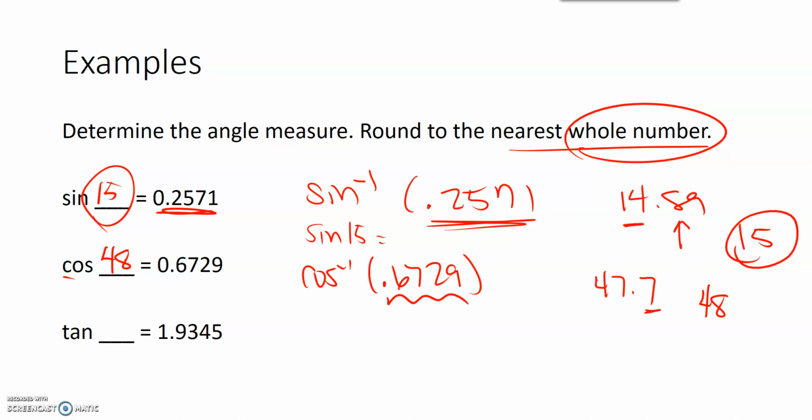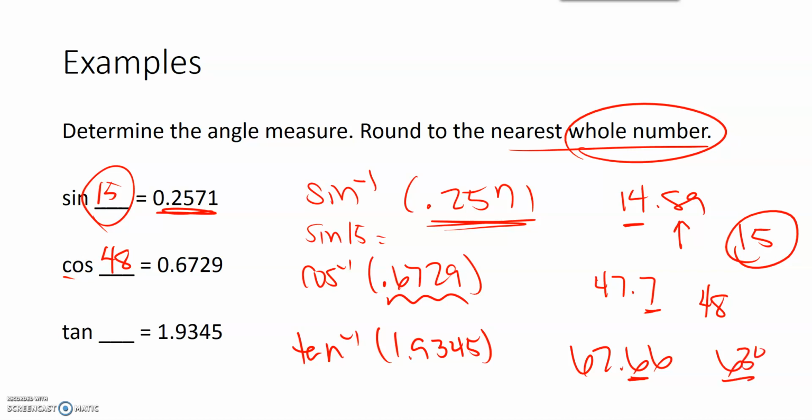Now last one here, tangent. So I'm going to use the inverse of tangent. Plug in my decimal, 1.9345. I get 62.66. I'm going to look at that 6. It's again bigger than 5. All of our examples here are rounded up. They don't all do that. If it's less than 5, the number stays the same. So this rounds up to 63. So I would put in 63 there.